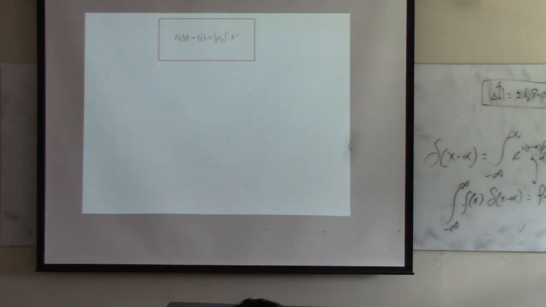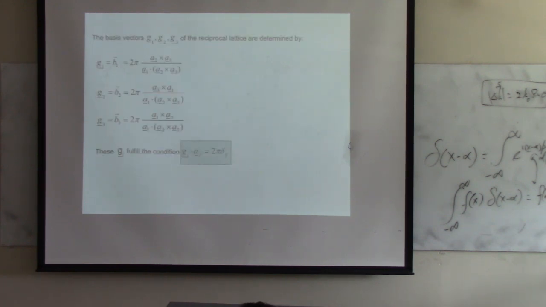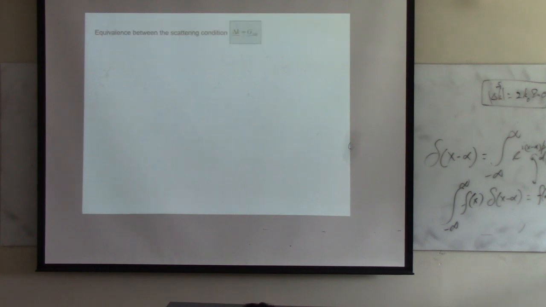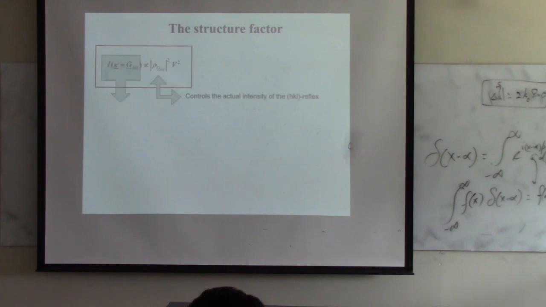Then we can use this one. Yeah. So this delta K equal G means, as we already showed, right? Just reminding you of these things. We already showed how that is going to give you 2d sine theta equals lambda. Okay, that's all. So is that clear for everybody?